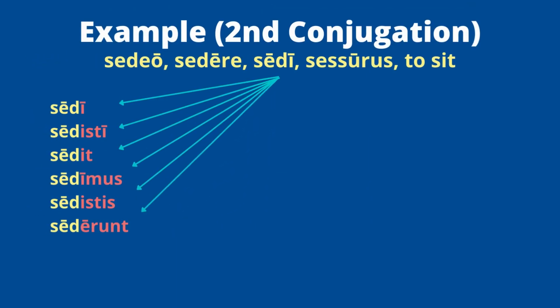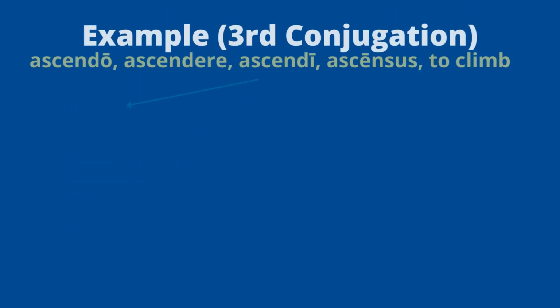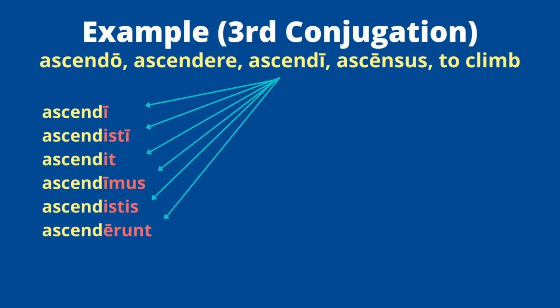Here's a second conjugation verb. Sedeo, sedere. My third principal part is sedi. Take the long I off, add my endings. I get sedi, sedisti, sedit, and down the line. I sat, you sat, he, she, it sat. Very straightforward. Here's the third conjugation verb, ascendere. The third principal part is ascendi. Drop the long I, add your endings, and you're off and running.